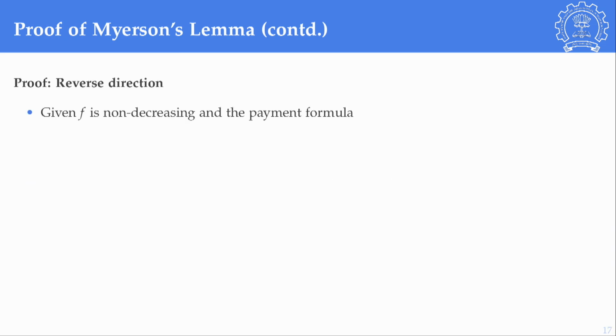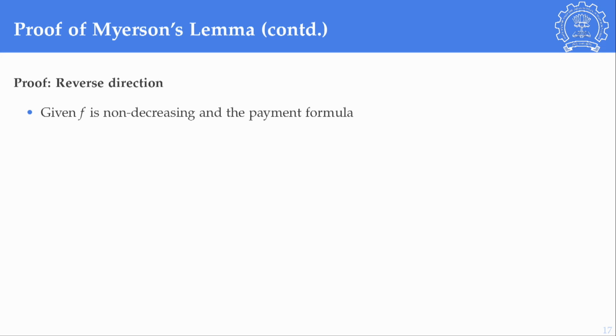Okay. So the reverse direction is: f is given by this non-decreasing function, and we also have the payment formula. If you look at the payment formula carefully, so far it was not very important, but now it is important.